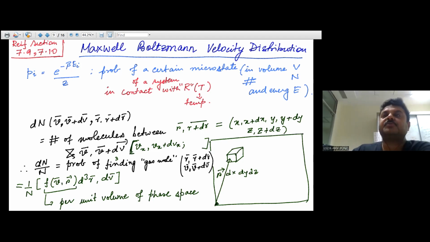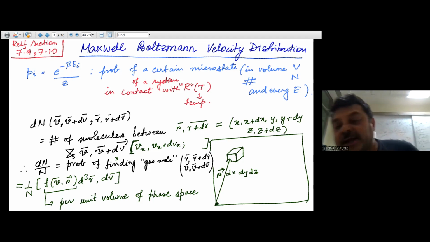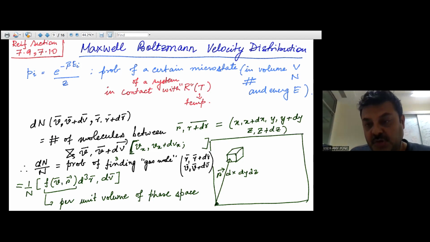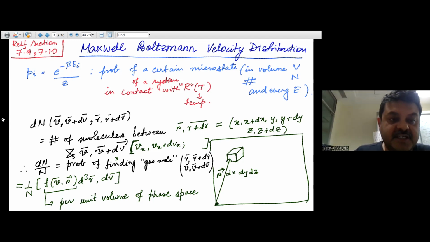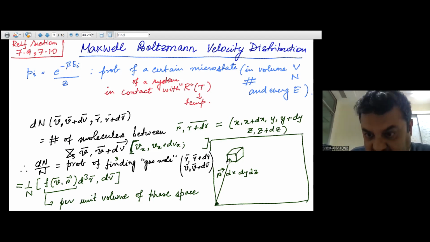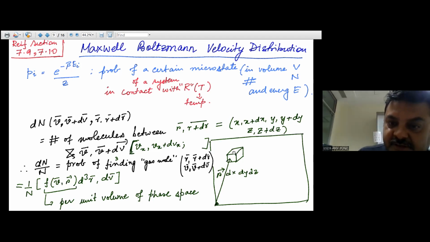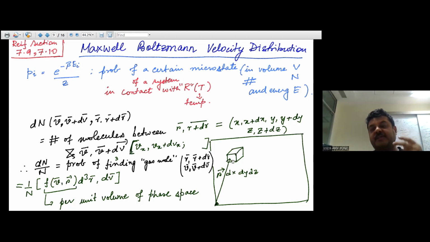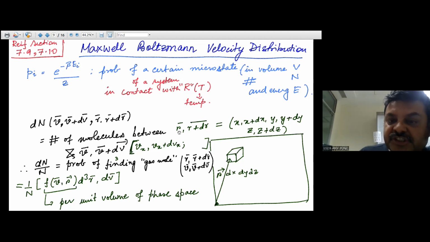So suppose the system is the room in contact with the city of Pune. The city of Pune is not shown, and what we are interested in is dn, the number of particles contained in a small volume element located at r. The volume element spreads from x to x plus dx, y to y plus dy, z to z plus dz. So it can also be written as d3r. So the volume element is d3r at a position r.